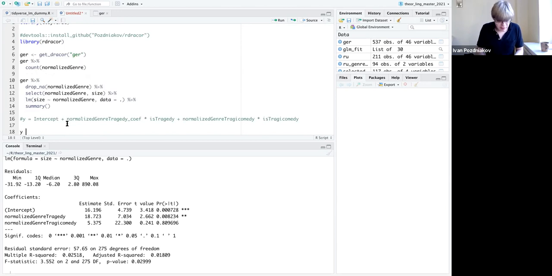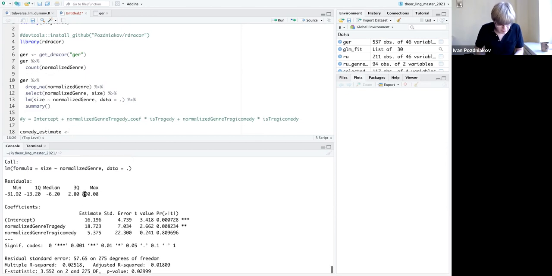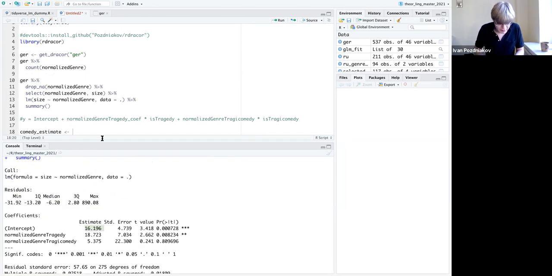The comedy estimate will be the intercept. Let's just repaste these values, for simplicity. Intercept plus this coefficient multiplied by, is comedy a tragedy? No, comedy is not a tragedy. Plus the normalized gender tragicomedy coefficient.